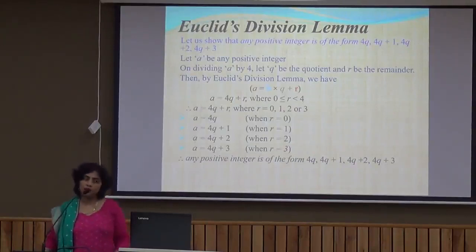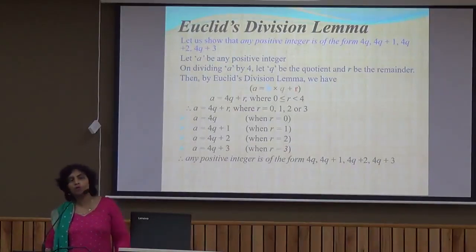So if r is 0, a is 4q. If r is 1, then a is 4q plus 1. If r is 2, then a is 4q plus 2. And lastly, if r is 3, then a is 4q plus 3.